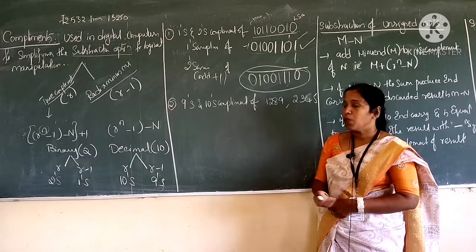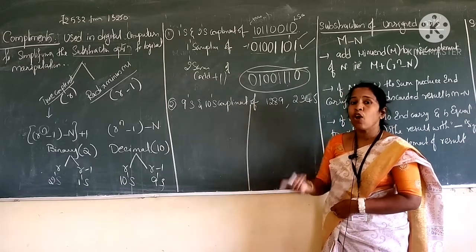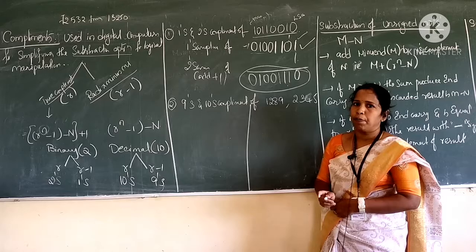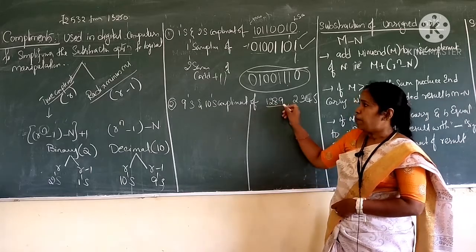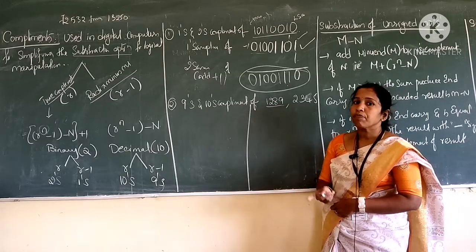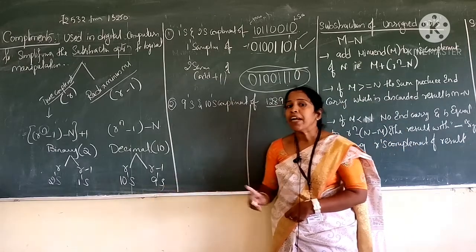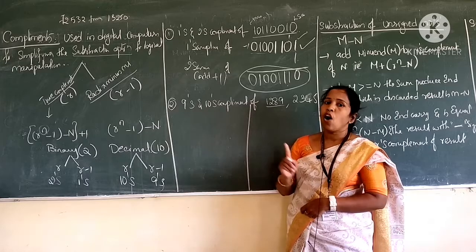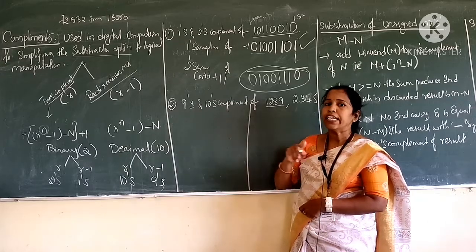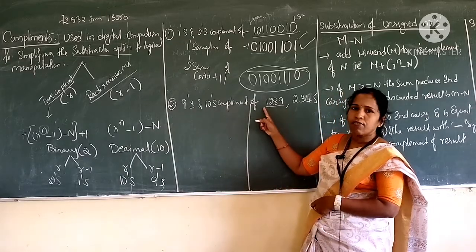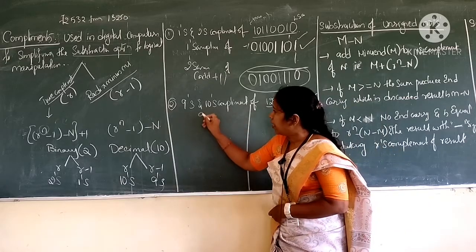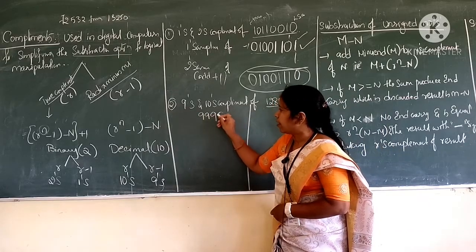Now here one more example I have taken, that is the decimal number system. In the decimal number system, what we have is 9's complement as well as 10's complement. So I told, for the given number, first I should find out the 9's complement. 9's complement is nothing but subtracting each digit of the given number from 9. So how many digits are there? 4 digits. So I am taking 4 9's here.